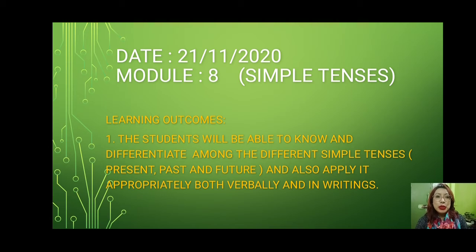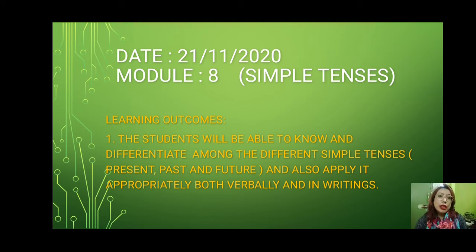Today's date is 21st of November 2020 and we are doing module number 8. Under module number 8, we will start with simple tenses. What are the three different simple tenses? So what is our learning outcome for today's class?